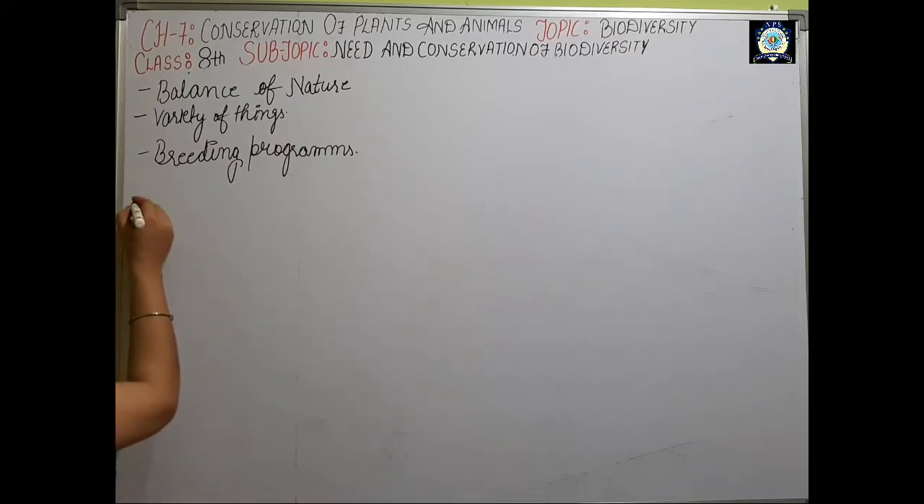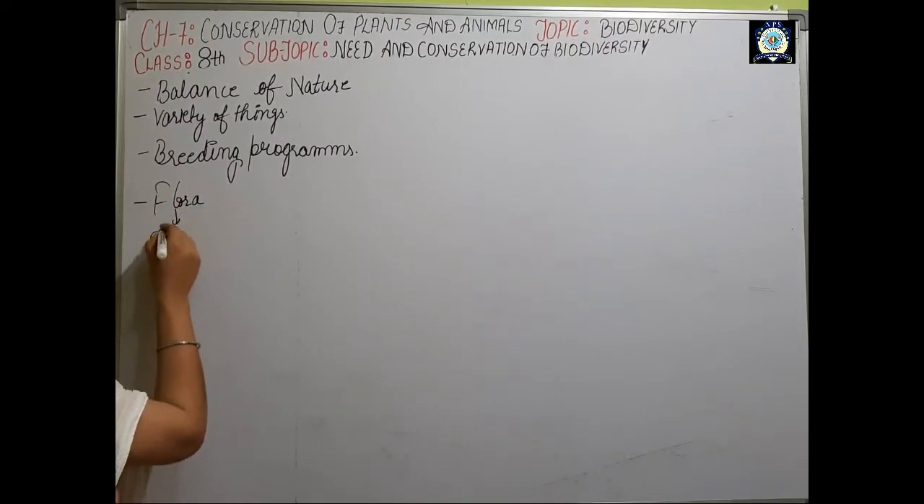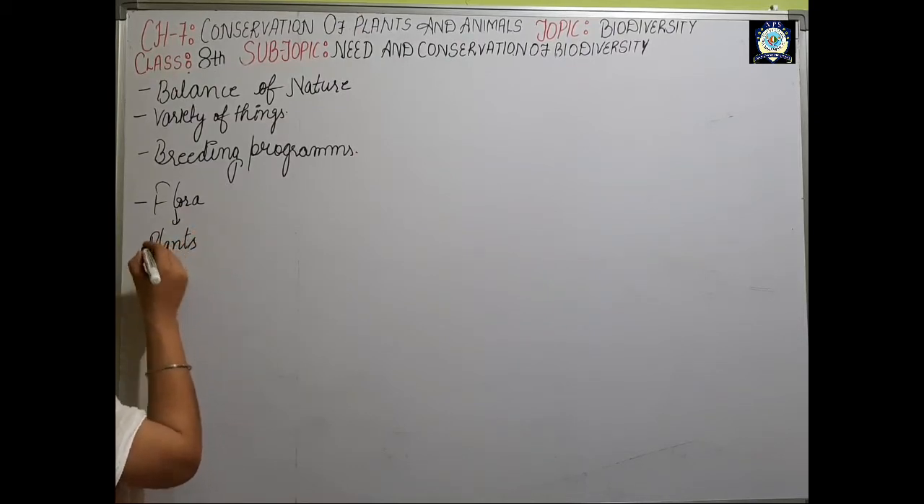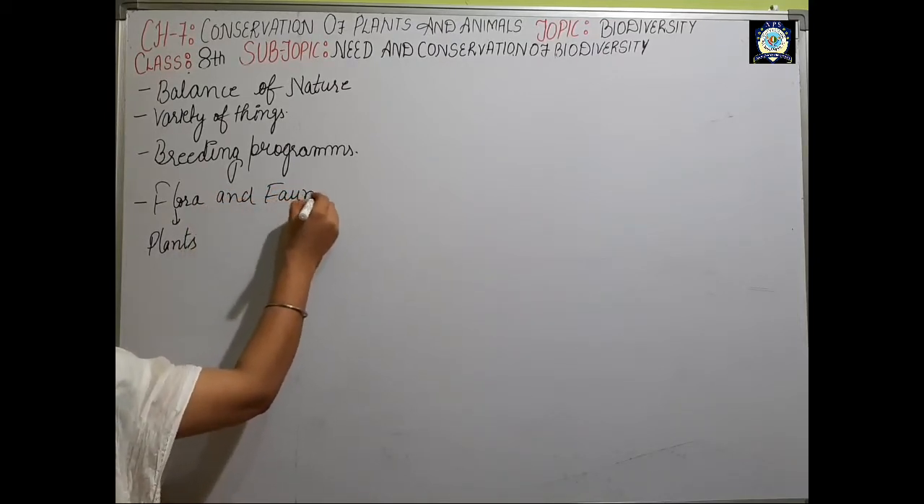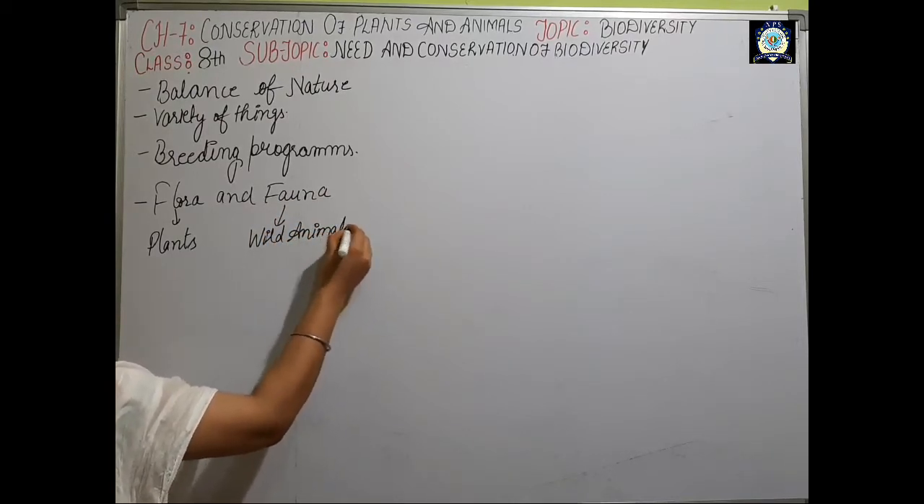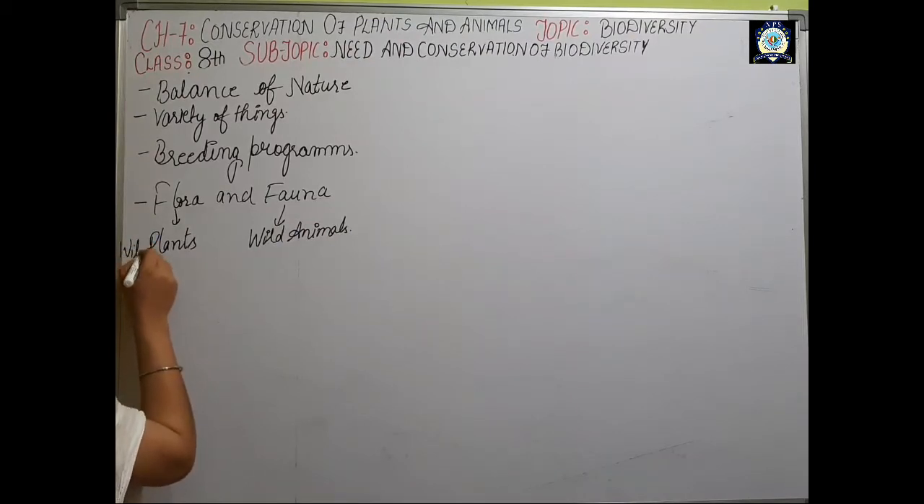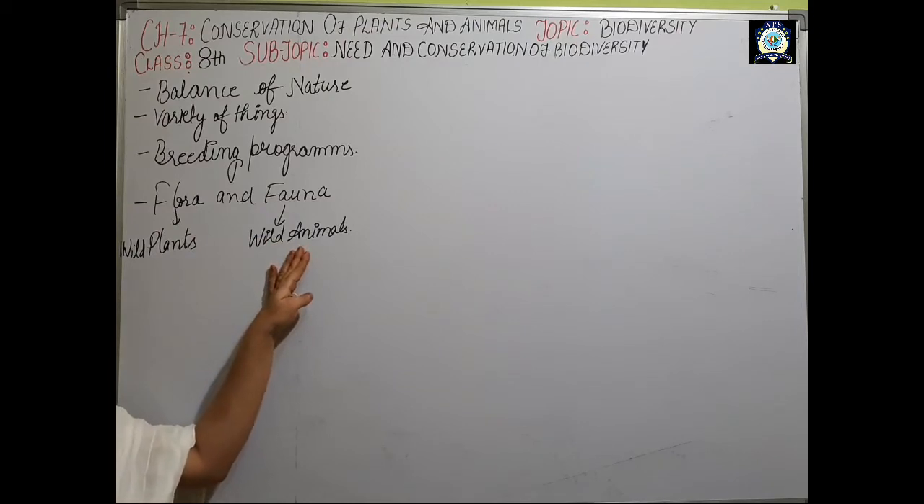Now I will discuss some terminology with you all, such as flora. Flora means the wild plants of a particular area. Fauna means wild animals of a particular area. So wild plants and wild animals of a particular area, or you can say plants of a particular area and animals of a particular area.